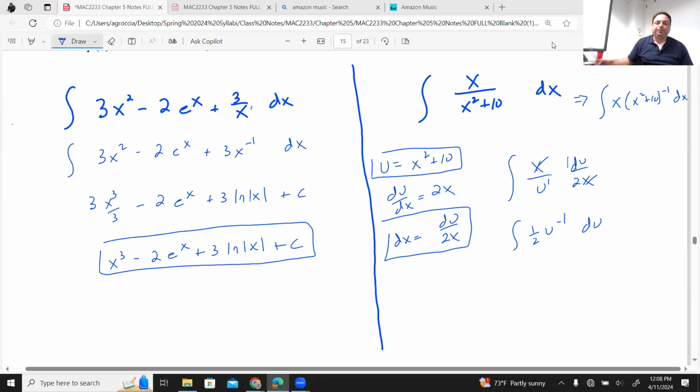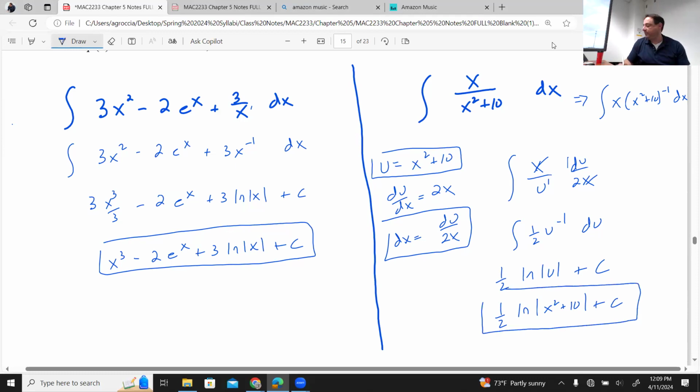If you didn't get that, take the integral. What happens? The 1/2 stays in front. The integral of u to the negative 1, that's a special case, would be ln absolute value of u plus c. But again, we don't want it in terms of u. We want it in terms of x. So it's ln absolute value of x squared plus 10 plus c. So again, yes, they had some special cases in there, but that would be the integral for both of them.